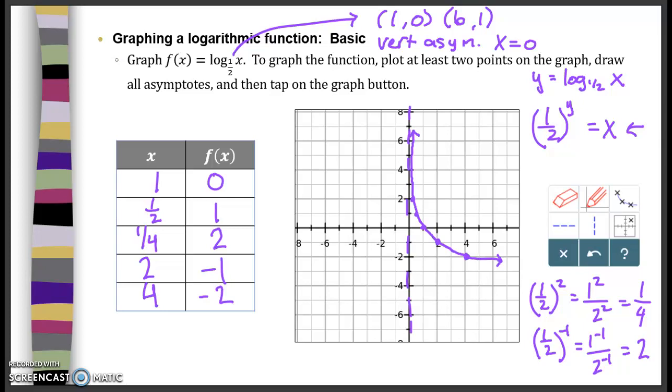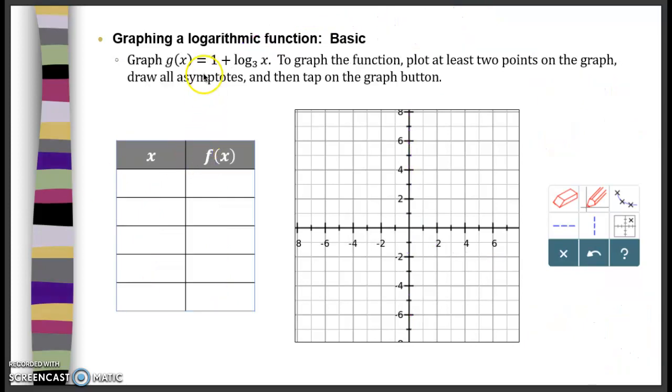Now, that's one example. Let's do another. So let's go ahead and take a look at the graph of g of x equals 1 plus log base 3 of x. Okay, first, if we consider the function, I'm going to write this up here, y equals log base 3 of x. This is going to have points at 1, 0, and at b, which is 3, and 1.